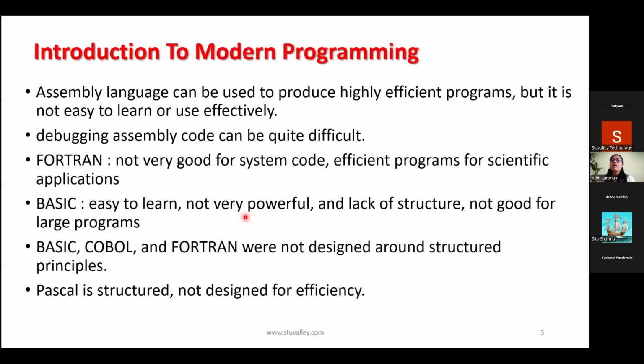Okay. So we will first understand why we need any programming language, or why we need Java, why Java was invented. Before Java, there were multiple languages such as Fortran, COBOL, Pascal, etc. And the main one was assembly language.